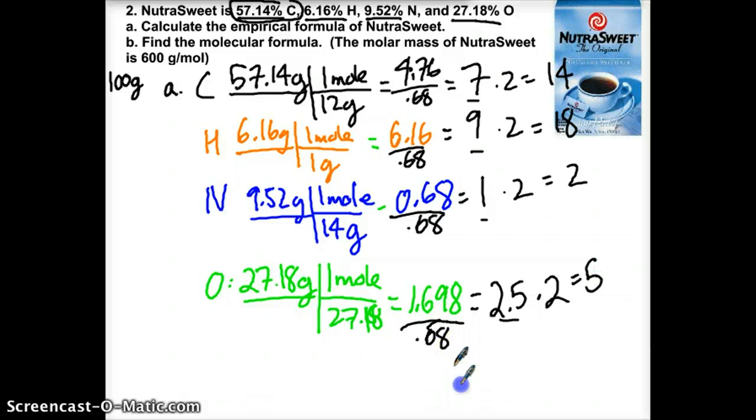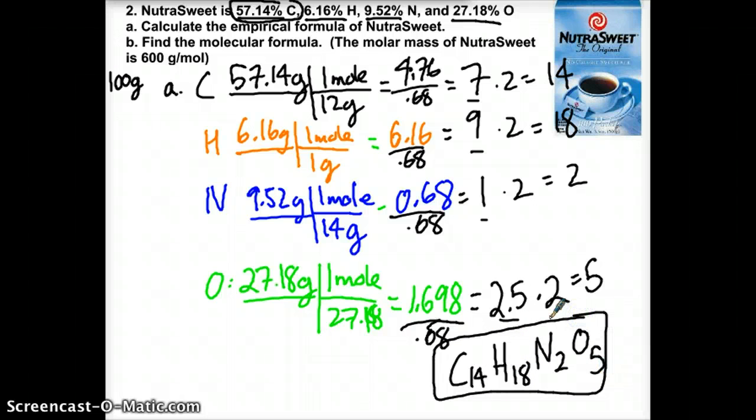So the formula would be C14H18N2O5. There is my empirical formula. Boom. But now I want to figure out the molecular formula. That's what part B is asking. Find the molecular formula if the molar mass is 600 grams per mole.